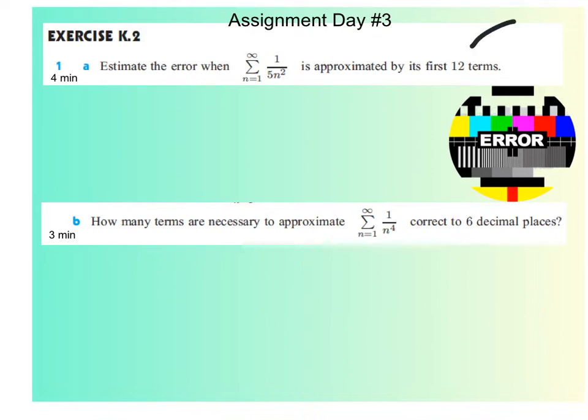If I want to approximate the error for the first 12 terms of this, I can integrate and use the integral test from the 12th term on. So I'm going to do an overestimate. Of course, we know that the error of the first 12 terms will be less than the integral from 12 to infinity of this thing.